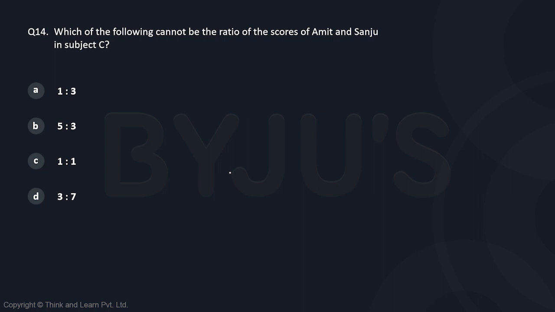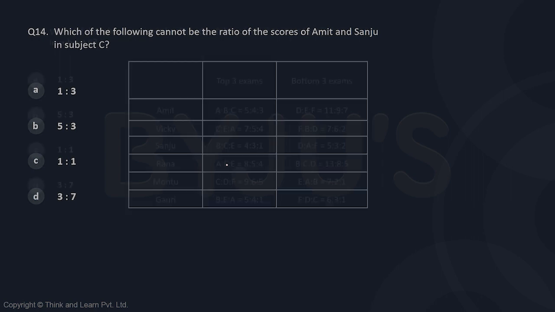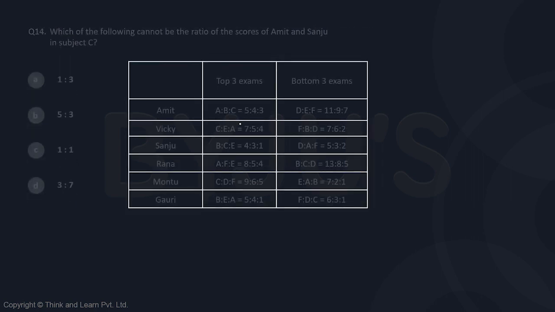So the next question now: which of the following cannot be the ratio of scores of Amit and Sanju in subject C? Let's check that. Amit in subject C is here. Sanju in subject C is here. Let's check them. So what can be the scores of them?